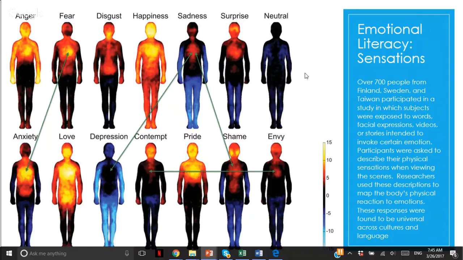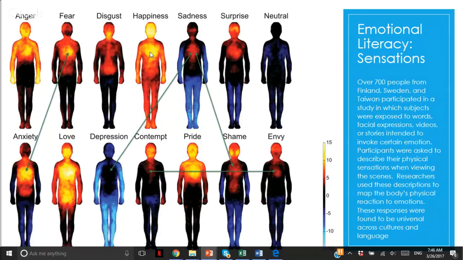You can see from left to right that these persons have different sensations. The white, like here in happiness, means that it was very, very strong. A strong sensation going there is white, and then yellow is not as strong.